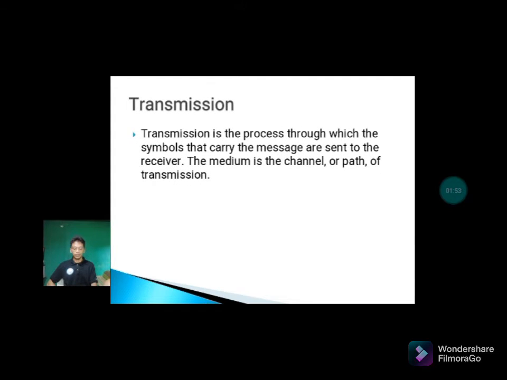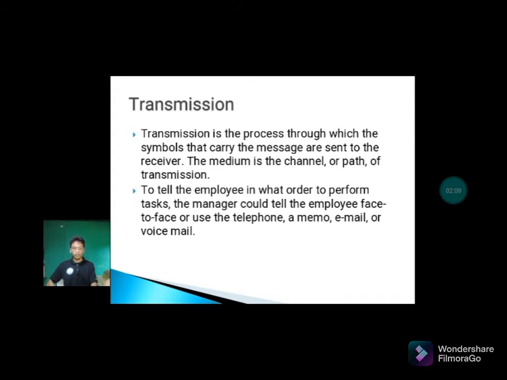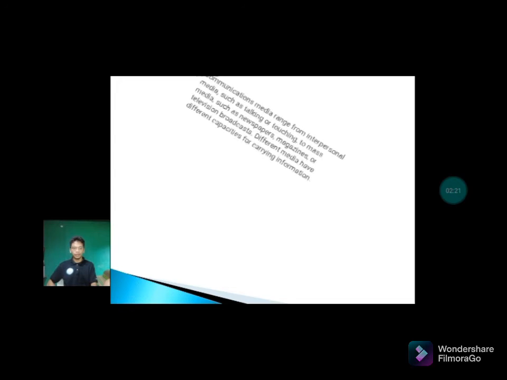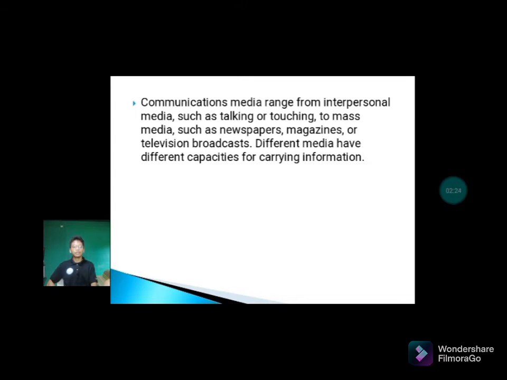Next is the transmission. Transmission is the process through which the symbols that carry the message are sent to the receiver. The medium is the channel or path of the transmission. To tell the employee in what order to perform tasks, the manager could tell the employee face-to-face or use the telephone, a memo, email, or voicemail. Communication media range from interpersonal media, such as talking or touching, to mass media such as newspapers, magazines, or television broadcasts. Different media have different capacities for carrying information.